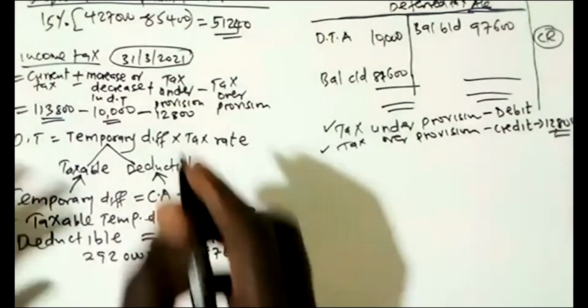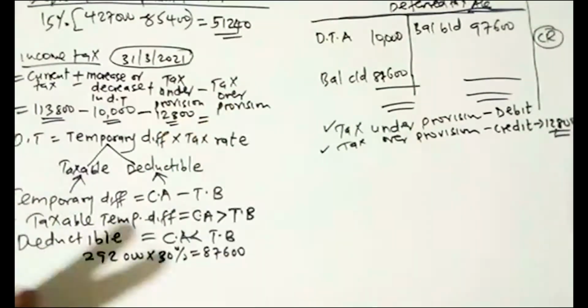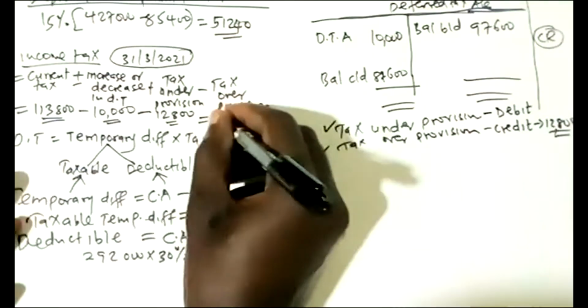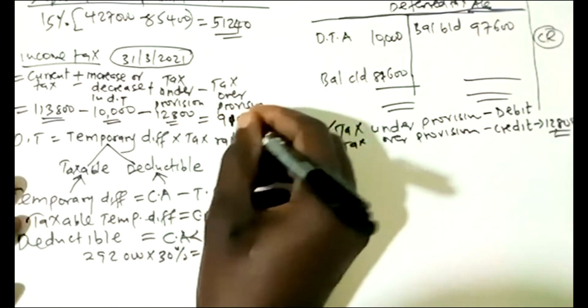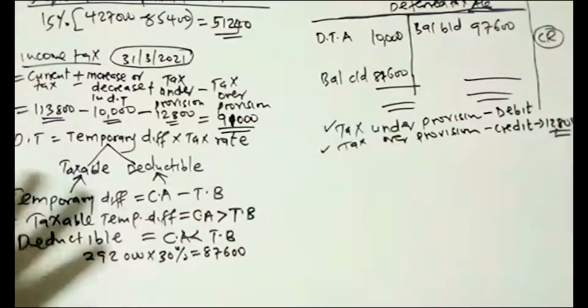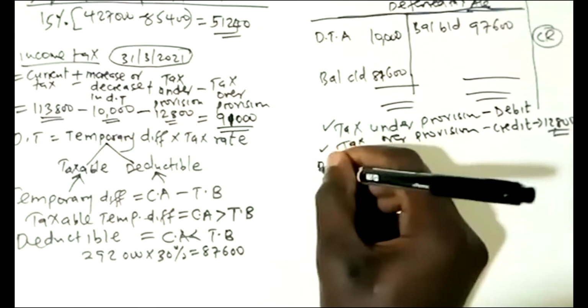So we have to reduce it to get which figure? We take 113,800 minus 10,000 minus 12,800. So that is 91,000. Then the last thing they talked about was the bonus.